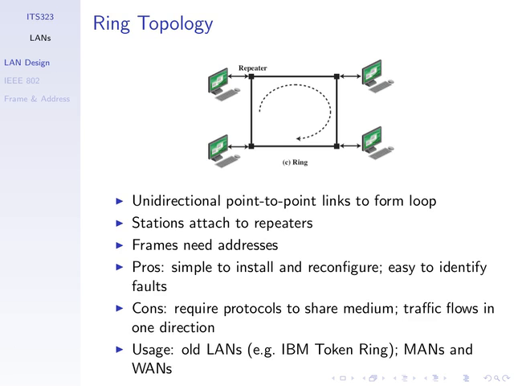How many links do we need? Well, here we need 4 point-to-point links with our simple case of 4 stations. There are 1, 2, 3, 4 point-to-point links. Each station has this repeater device. Again, that could be built into the computer, into the network interface card.